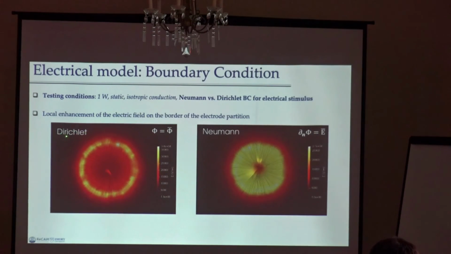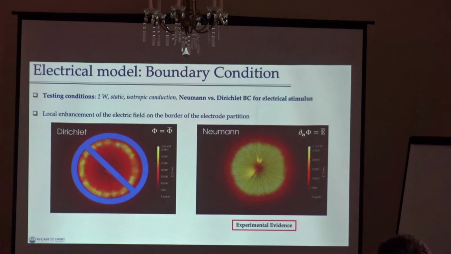Why could a Dirichlet or a Neumann boundary condition for the electrical problem affect the system? Well, if you impose a Dirichlet boundary condition, you have a local concentration of the electric field at the corners, okay? But it turned out that this is not evident from the experiments. So the most reasonable boundary condition is a Neumann one, because you have a continuity of the electrical flux.